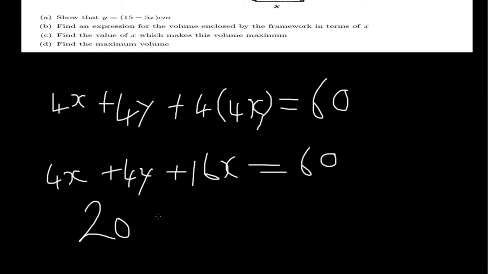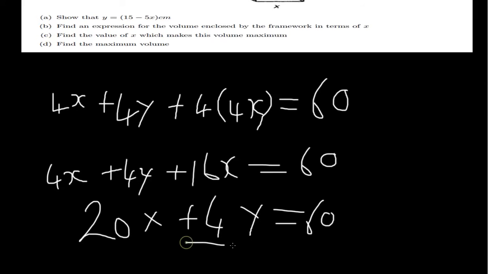So meaning 20x plus 4y is supposed to give us 60. From there I think I can reduce these numbers. I know 4 can go into 20, 4 can go into 4, and 4 can go into 60. So I'll reduce them. I'll divide everything by 4.